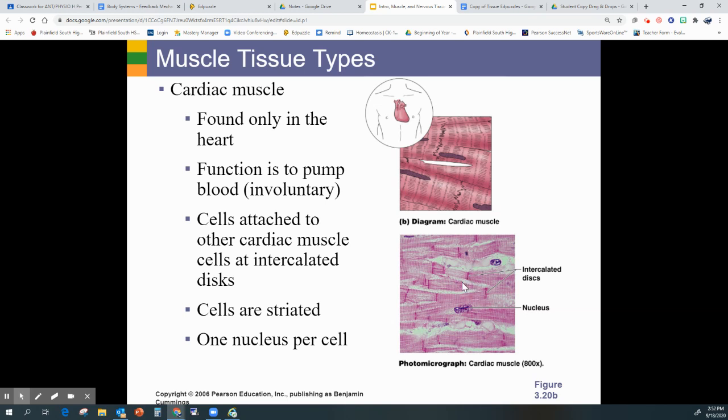So you can see there's these very dark striations in between all of the smaller, more faint striations. Those intercalated discs are the junction between cardiac muscle tissue cells. So from one dark line to the other dark line is one cardiac muscle cell. They're still striated, and they usually only have one nucleus. So you won't see as many of those dark circles throughout the whole thing. You'll only see a few scattered around.